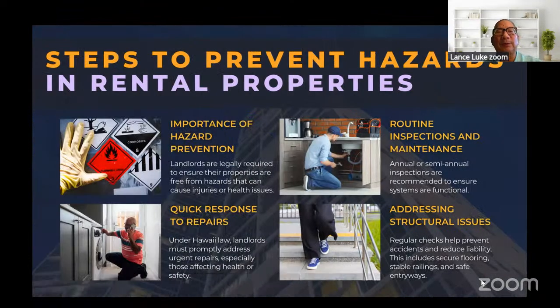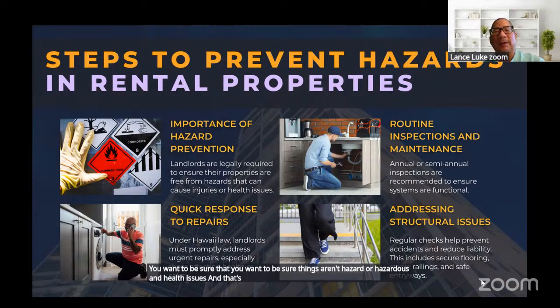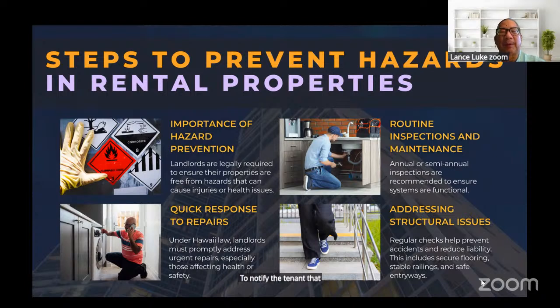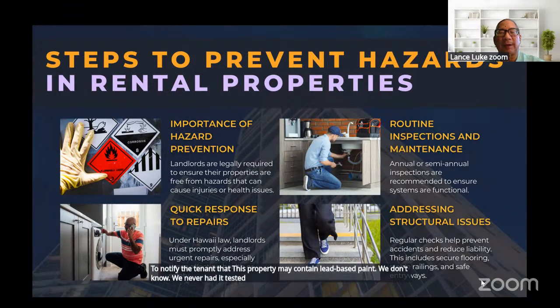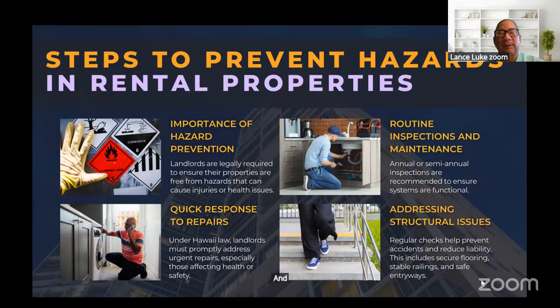Steps to prevent hazards in rental properties. You want to be sure that things aren't hazardous and health issues. And that's why if the property was constructed and built before 1977 or 78, you're required as a landlord or property manager to notify the tenant that this property may contain lead-based paint. We don't know. We never had it tested, but this is just a heads up, and give them information about lead-based paint. If you have it tested and there's none or there is, then you have to disclose that too.